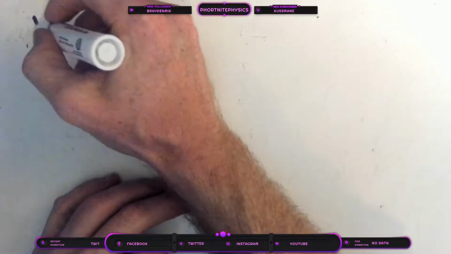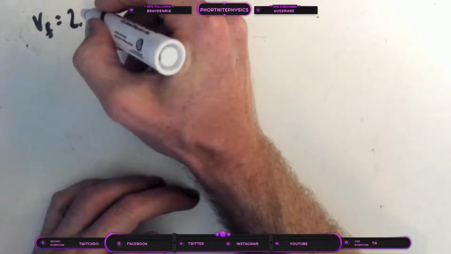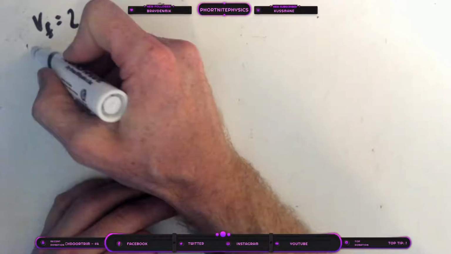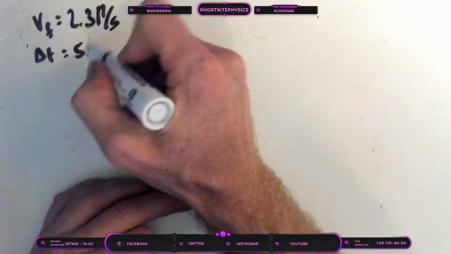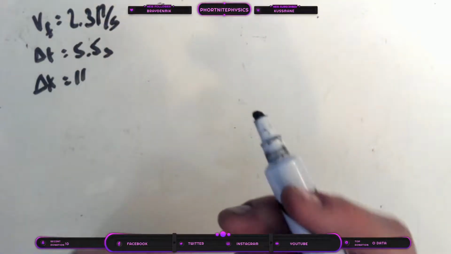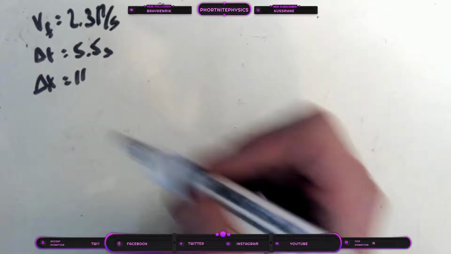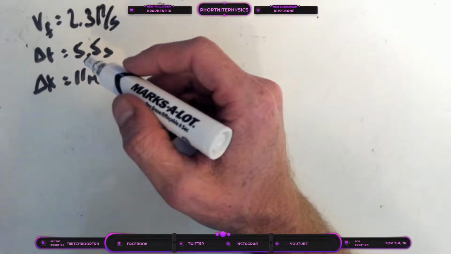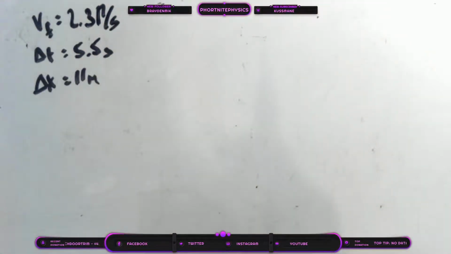So, final velocity is 2.3 meters per second. Our time is 5.5 seconds. And our delta x is 11 meters. What was the initial velocity of the jogger? We don't know the acceleration and we don't know the original velocity.